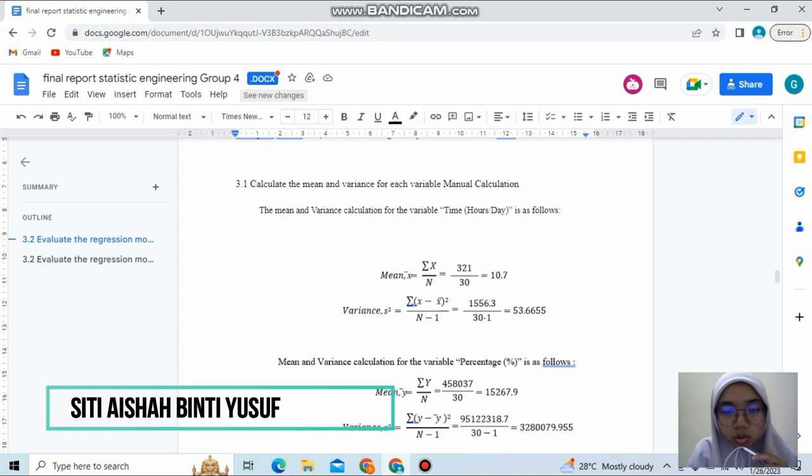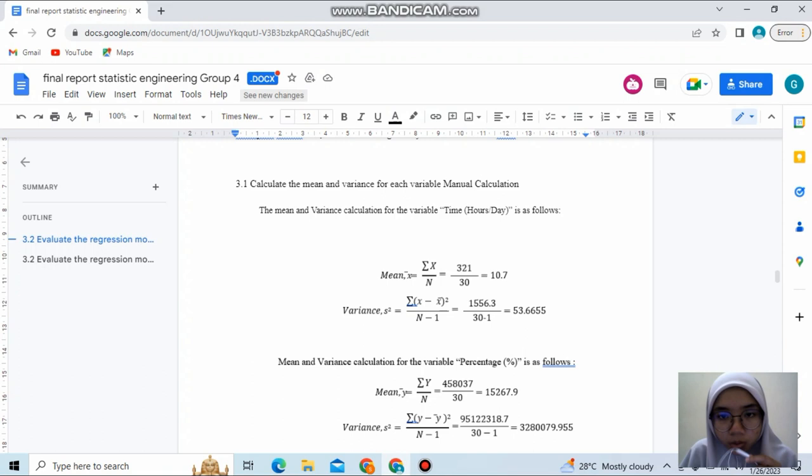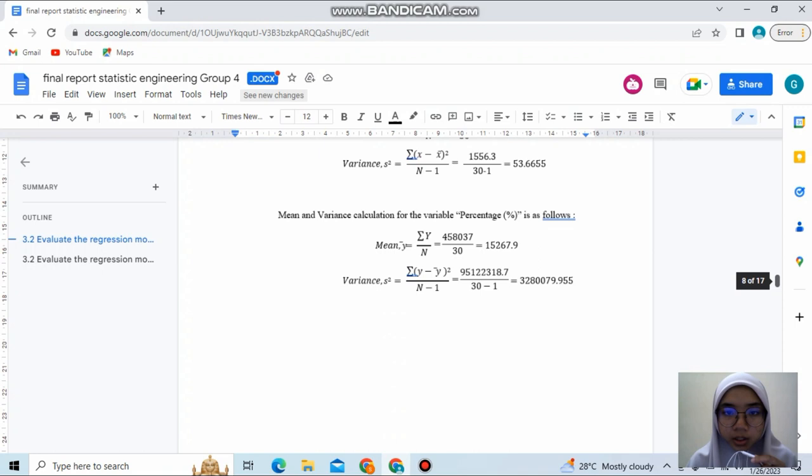Okay, for my part, it's about the calculation. Firstly, we calculate the mean and variance for each variable by manual calculation. From the table, we calculate the hours over day, which gives the mean for x as 10.7, and then for the variance, 53.6655.